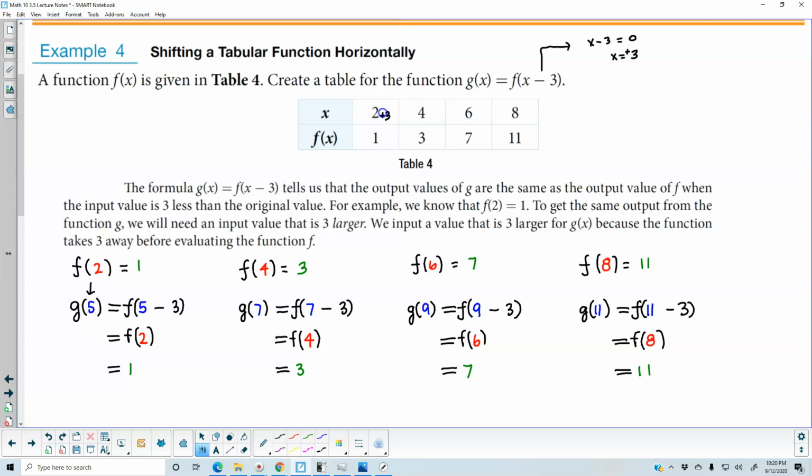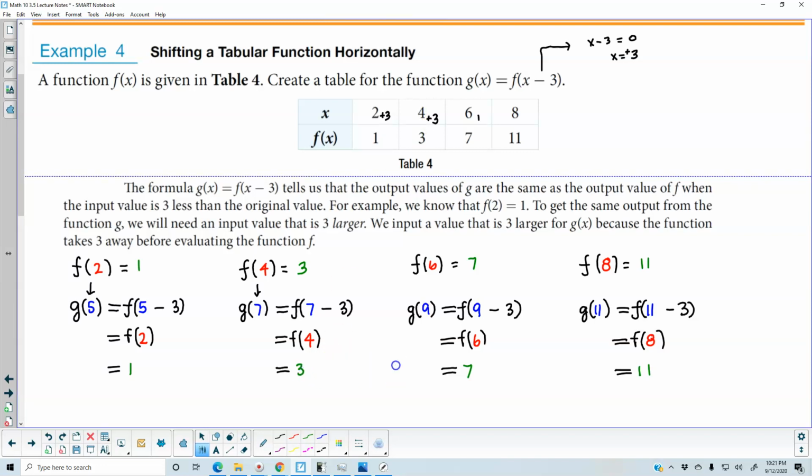So for g of 5, now we're going to plug it in. We get f of 5 minus 3, which gives us f of 2. And we know that by looking at f of 2, the output gives us 1. Likewise, we take the input of 4 and then we add 3 to it, and therefore we get g of 7. So we plug in 7 for x. 7 minus 3 gives us 4. So f of 4, according to this tabular function, gives us an output of 3.